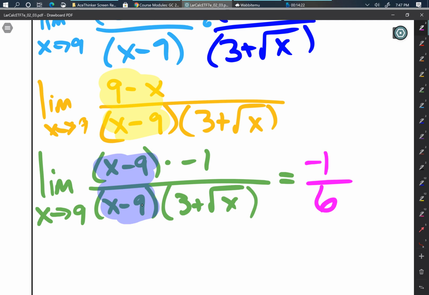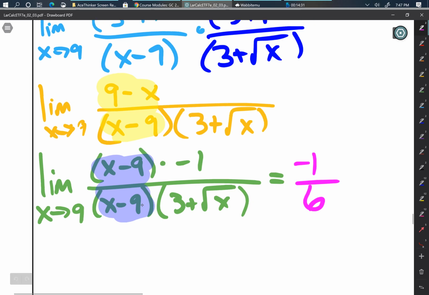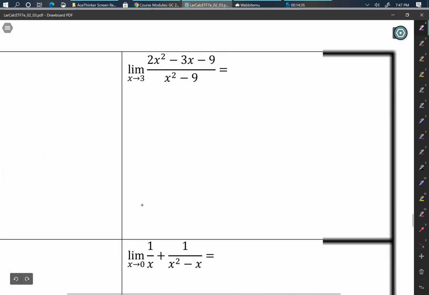Okay. Now that's 2 problems in a row where we've rationalized and we've gotten 1/6, negative 1/6 and 1/6. Does that mean that all roots become 1/6? No, please don't think that. That's just a weird coincidence.